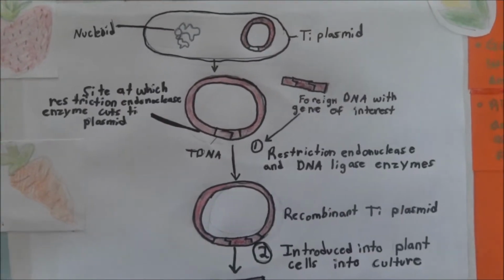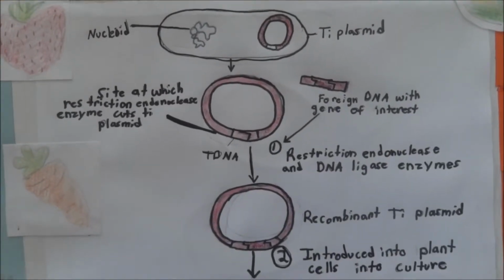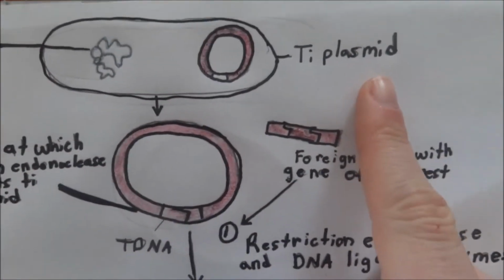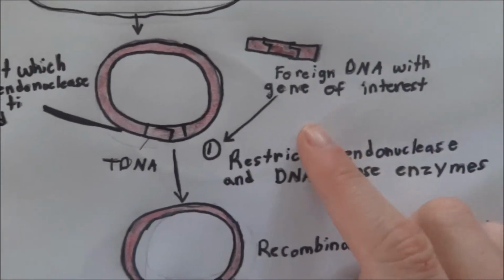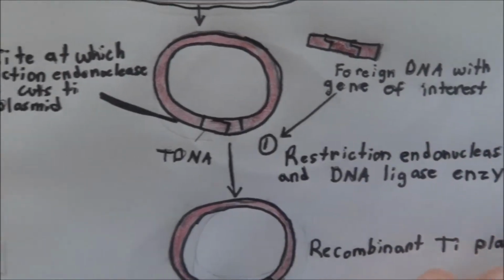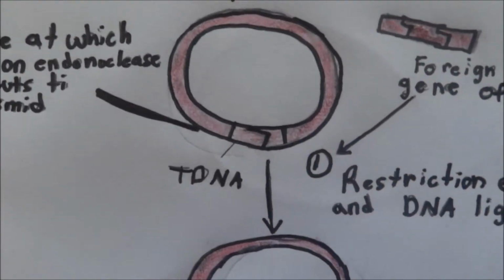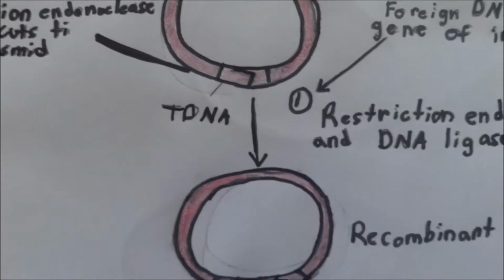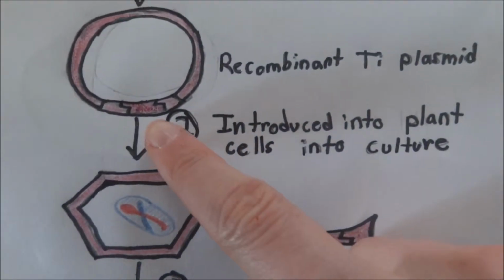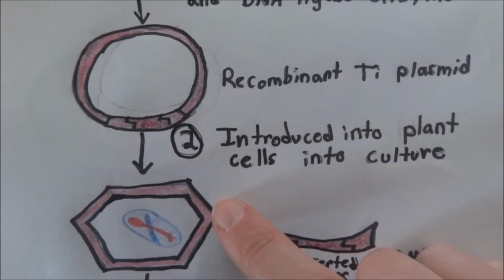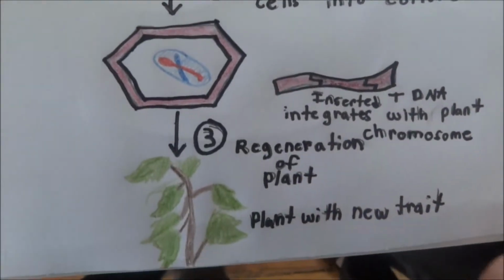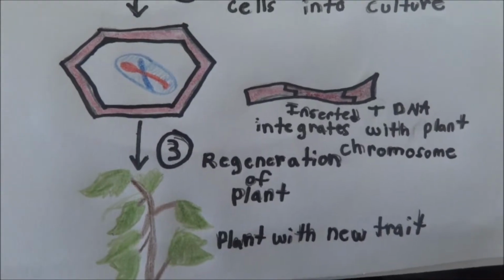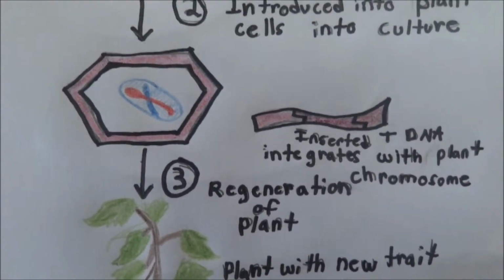And now, how you actually do genetically modified foods is you take the nucleoid and the plasmid, and then you put them together using the foreign DNA with the gene of interest, and you insert it at the site at which the restriction endonuclease enzyme cuts into the plasmid. And then you can see the recombinant plasmids right here, and it's introduced into the plant in culture. The inserted tDNA integrates with the plant chromosome, and then you get the regeneration of a plant with the new trait.